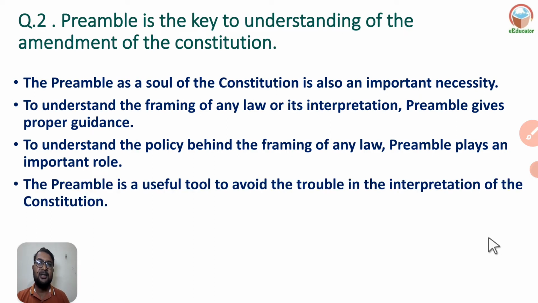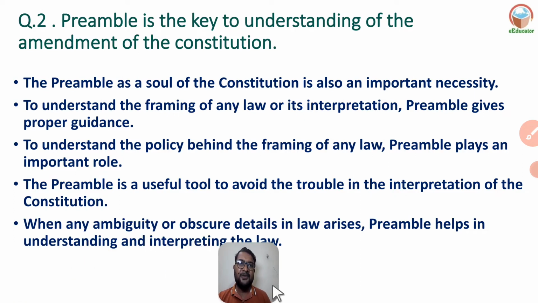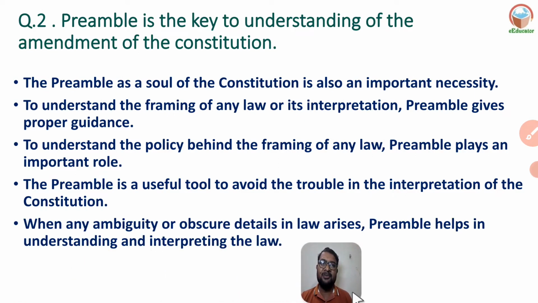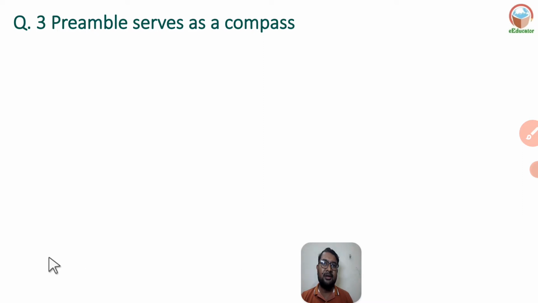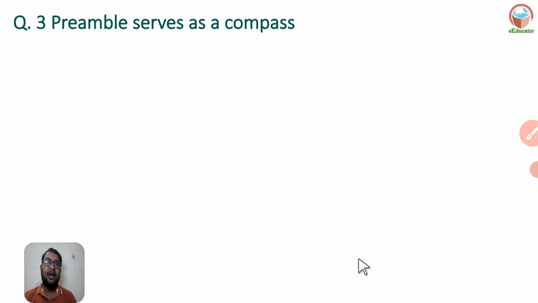The preamble is a useful tool to avoid trouble in the interpretations of the Constitution. So when any ambiguity or obscure detail in a law arises, the preamble helps in understanding and interpreting the laws. So we can say that the preamble is a key to understand the Constitution. Number 3, the preamble serves as a compass.